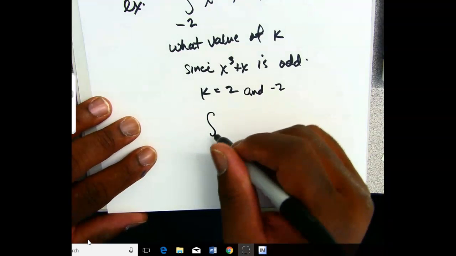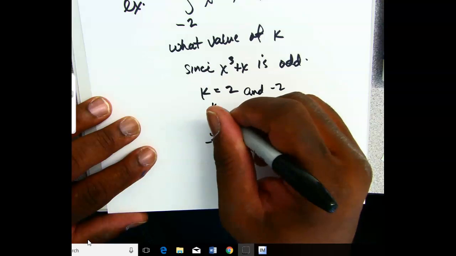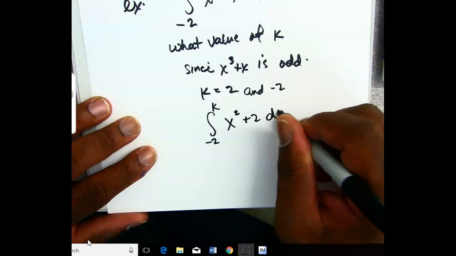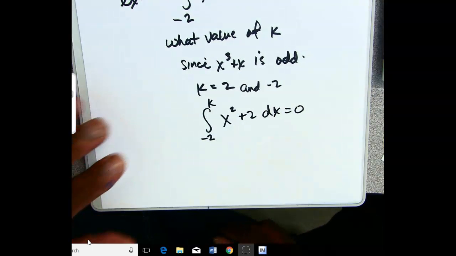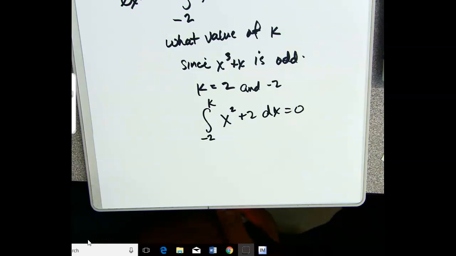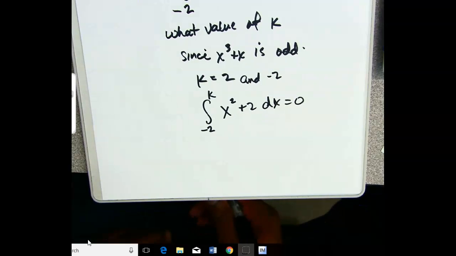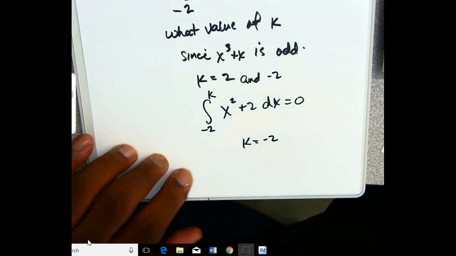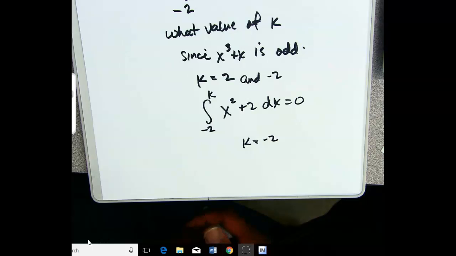But on the other hand, if I gave you this one, then what would your solution be here? What value of k makes this a true statement? Just negative 2. Only negative 2. Because this is an even function. It's symmetric over the y-axis. So the only value that's going to make this true is k equals negative 2.